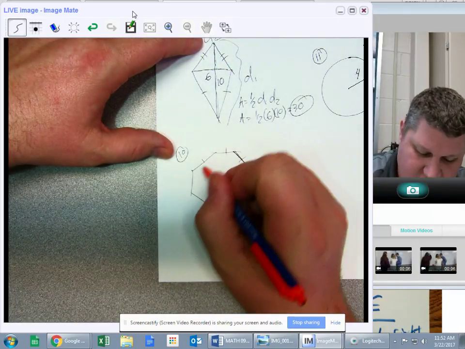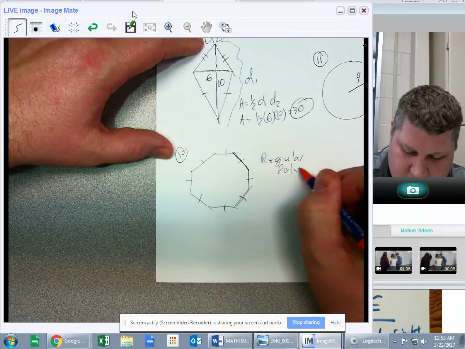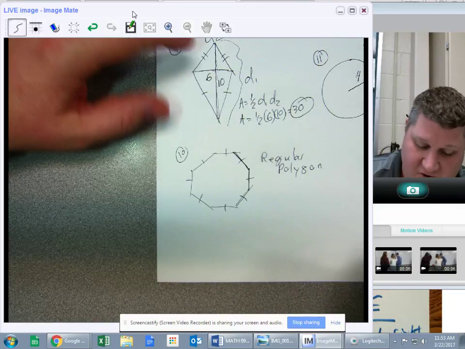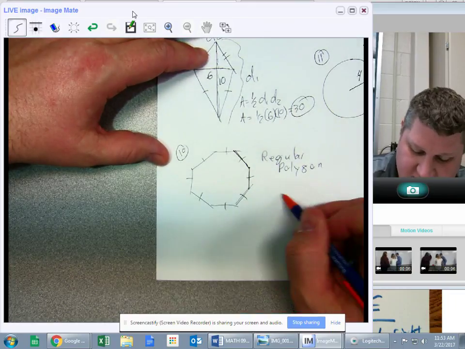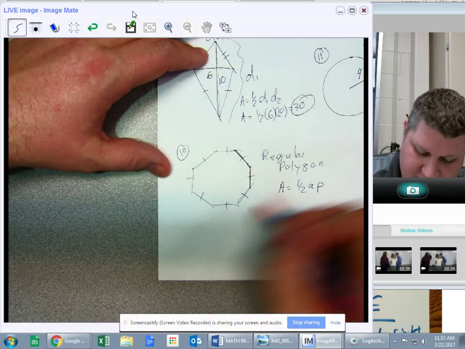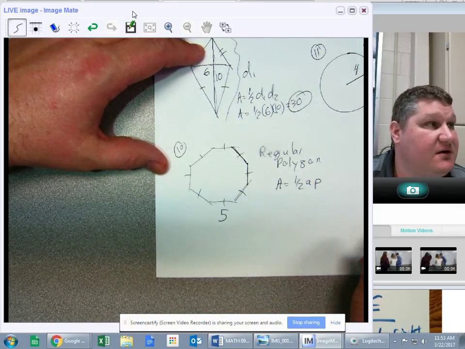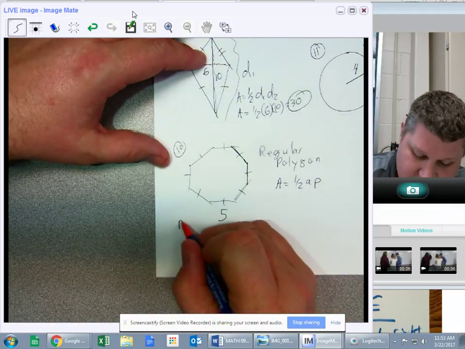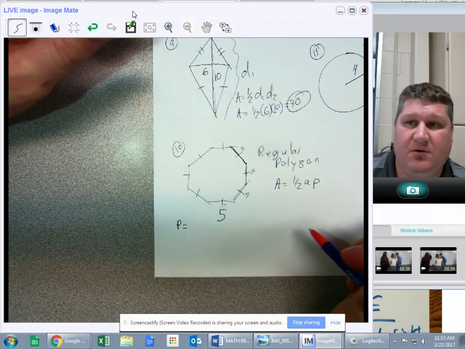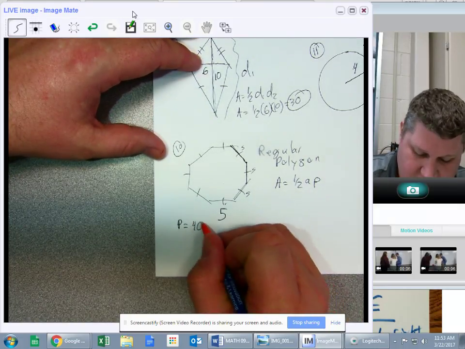Now, this next one, everybody pencils down, look up. If this is a regular polygon, that means all the sides and all the angles are the same. If all the sides and all the angles are the same, I can find the area with A equals 1/2 AP. Now, if each side is 5, how many sides do I have on this shape? 8. So the perimeter is going to be 5 and 5 and 5 and 5 all the way around. And what's the total perimeter? 5 times 8 is 40.